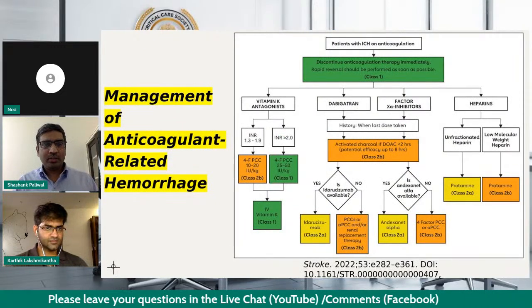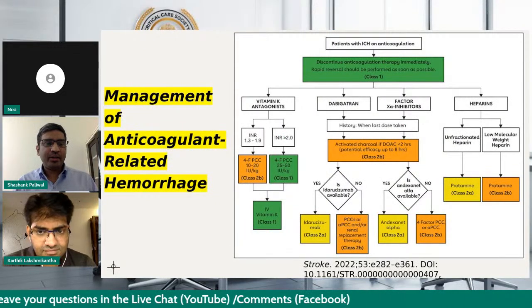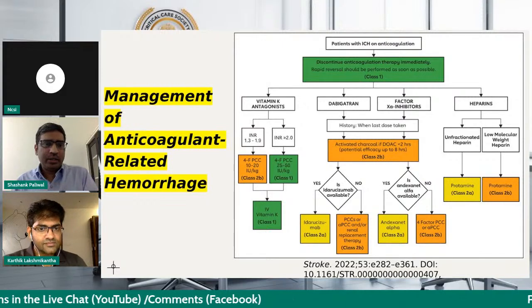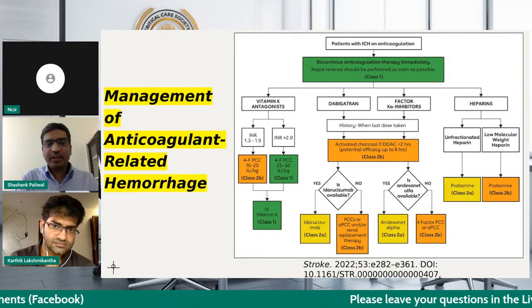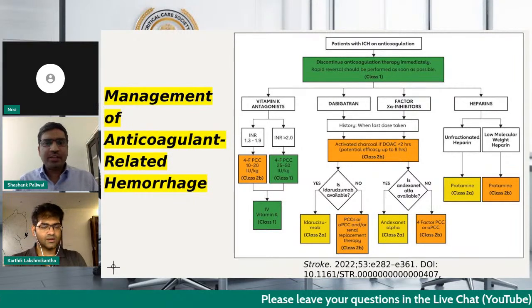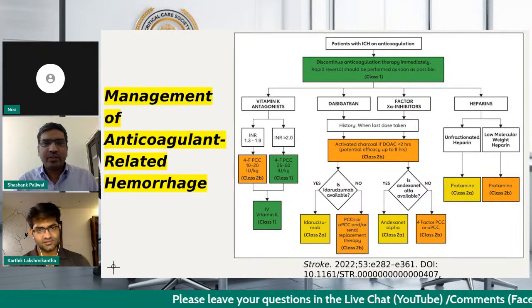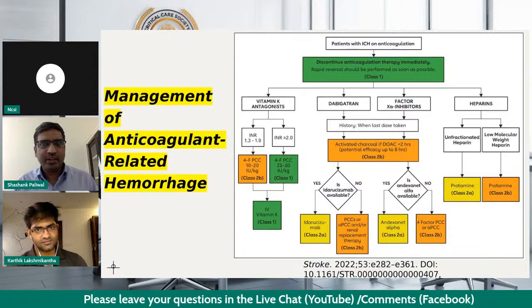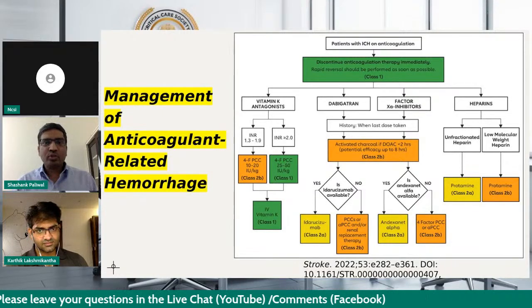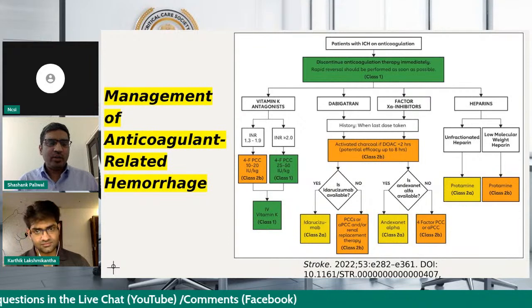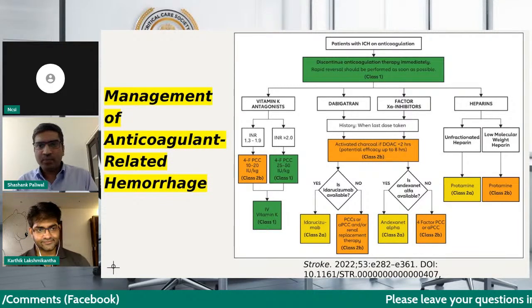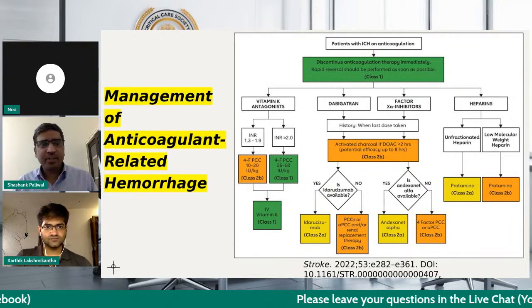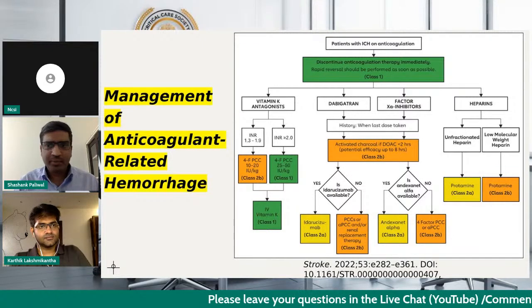Coming to the management of anticoagulant related hemorrhage, I mean, how to reverse the ongoing anticoagulant taken by the patient, or if he has any coagulopathy. The class 1 evidence is simply to discontinue the anticoagulant therapy immediately. Usually the anticoagulants are either vitamin K antagonists, or factor 10 inhibitors, or direct thrombin inhibitors.